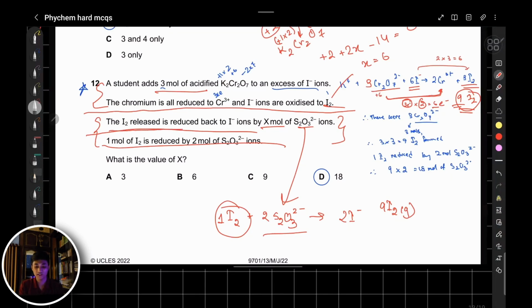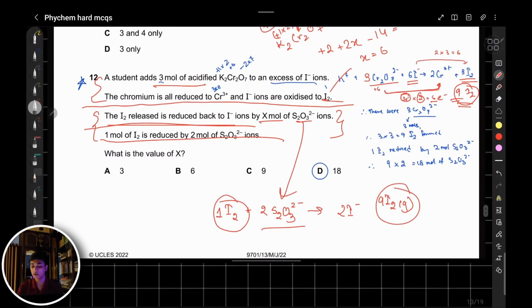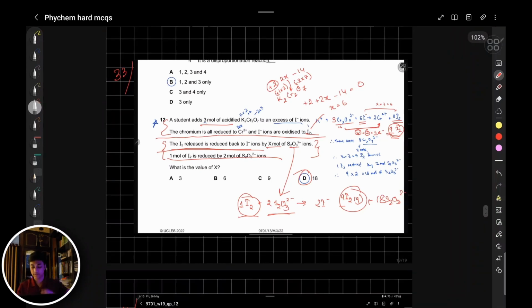The iodine released is reduced back to iodide ions by X mole of S2O3. So you have 9 moles of iodine. To reduce that, how many S2O3 ions do you need? For each of the iodine molecules, you need 2 mole of S2O3. So using ratios for 9, you will need 9 times 2, 18 S2O3 2-. So 18 is the answer.